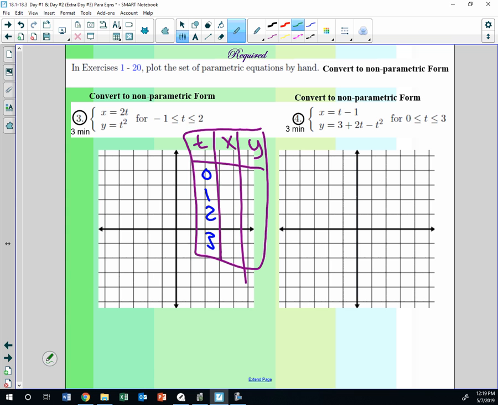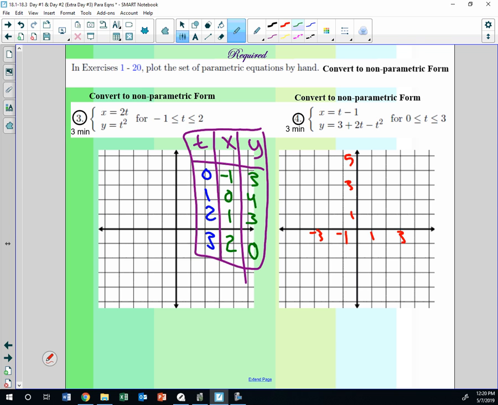So put a 0 in for t, you get negative 1. Y will be 3 plus 0 minus 0 is 3. Then for number 1, if you put a 1 in, you get 0. 3 plus 2 minus 1 is going to be 4. If we put a 2, 2 minus 1 is 1. 3 plus 2 times 2 is 4, minus 4 is just going to be 3. Put a 3 in, you're going to get 3 minus 1 is 2. 3 plus 6 is 9, minus 9 is 0.